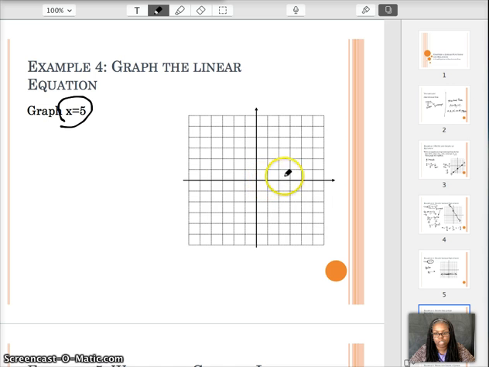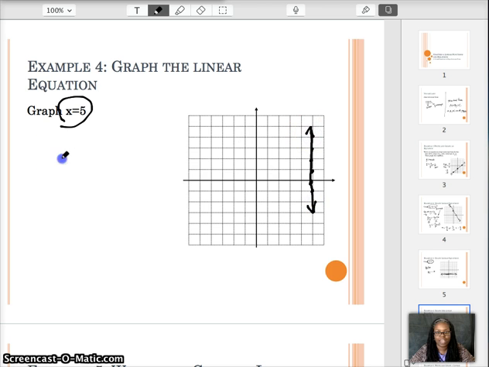So we go to 5, 1, 2, 3, 4, and 5. And when y is 0, x is 5; when y is 1, x is 5; x is 5 all the time, anytime, everywhere, and we get this beautiful vertical line.